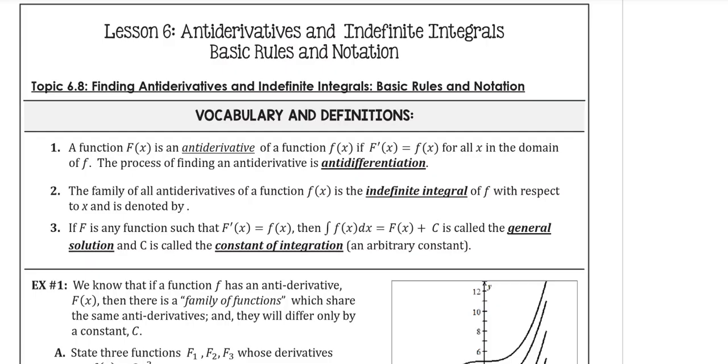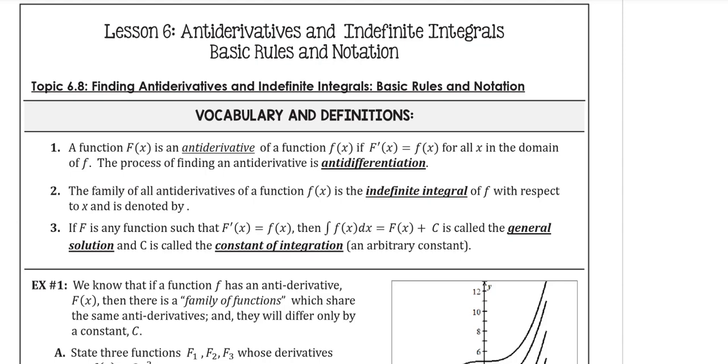This is lesson 6 of unit 6 on antiderivatives and basic rules and notation for integrals. We've been working around this leading up to this section with the fundamental theorem of calculus, but we're now going to come up with some general rules for some well-defined functions where it's pretty straightforward to find their antiderivative and integrate them.